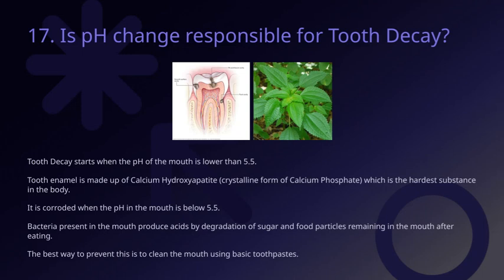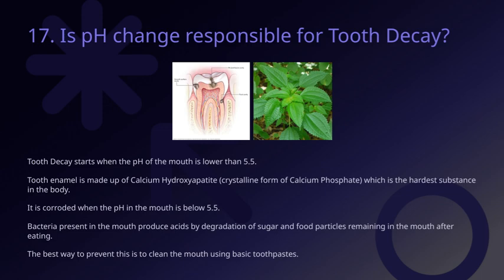The best way to prevent tooth decay is by cleaning the mouth regularly with basic toothpastes. Bacteria that naturally live in our mouth produce acids when they break down sugars and food particles left after eating. This acid production is what causes trouble. When the pH level in our mouth drops below 5.5, these acids start to corrode the tooth enamel.